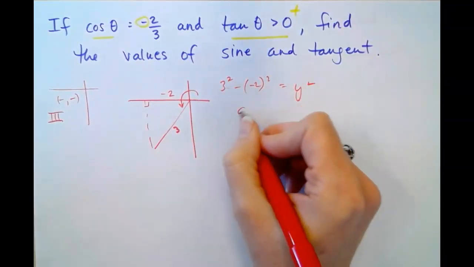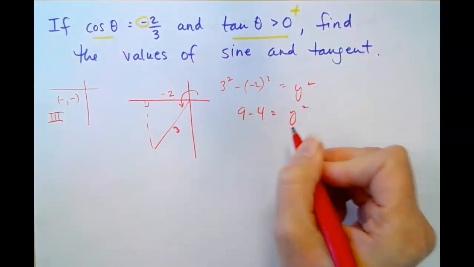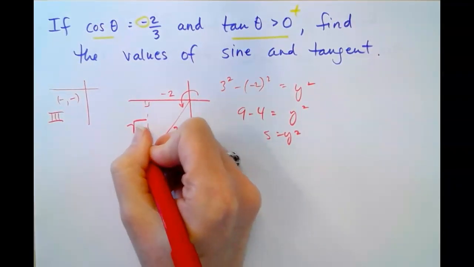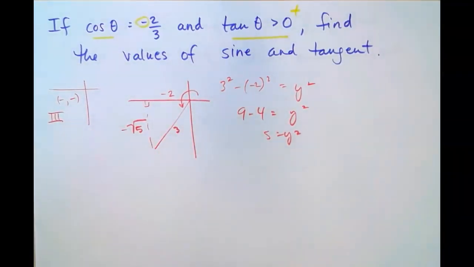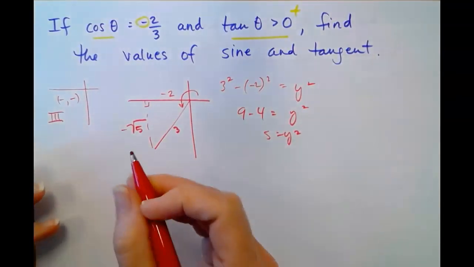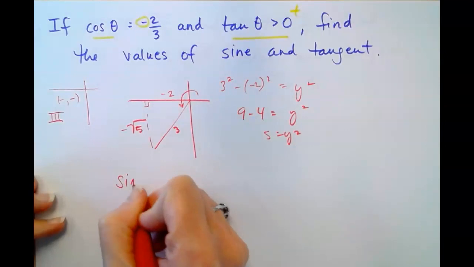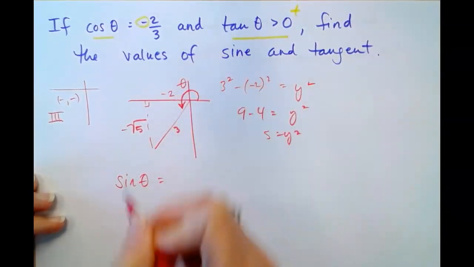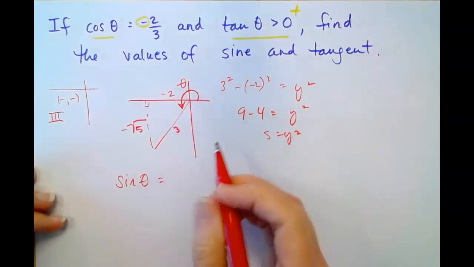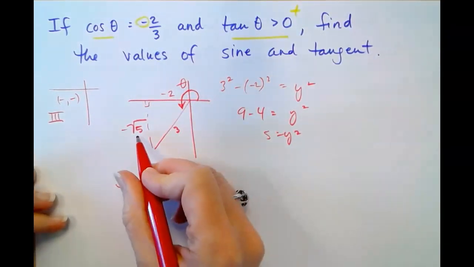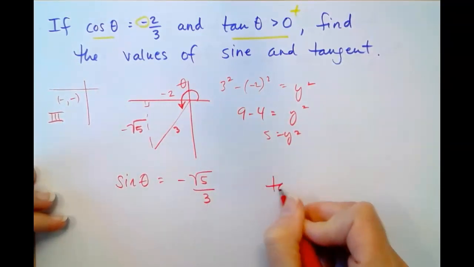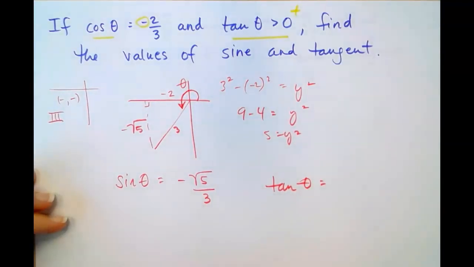So that is 9 minus 4. So y squared is 5. That means that we have a radical 5 right there, and it is negative. So can we easily find the sine and the tangent now? Yes. So the sine of theta, this is our theta right there, this is our rotation. Sine is opposite over hypotenuse, so -√5/3.